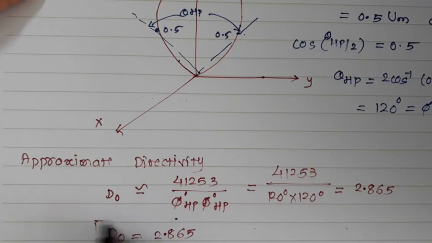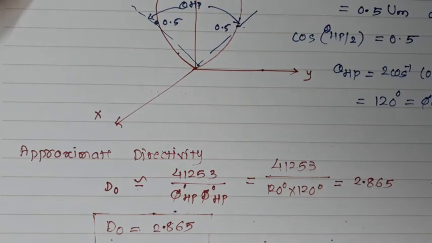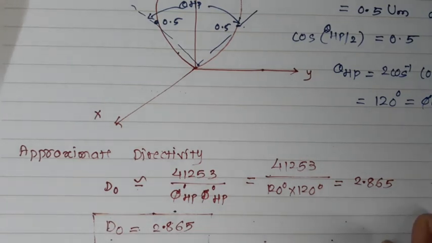So I can say my approximate directivity will be 2.865. If we compare this approximate directivity, we get 2.8, that is near about 3, and whatever we calculated previously was 4. So note the difference in exact and approximate values. A better approximation can be taken if the pattern has a much narrower beamwidth. So this is all about the problem based on the directivity.